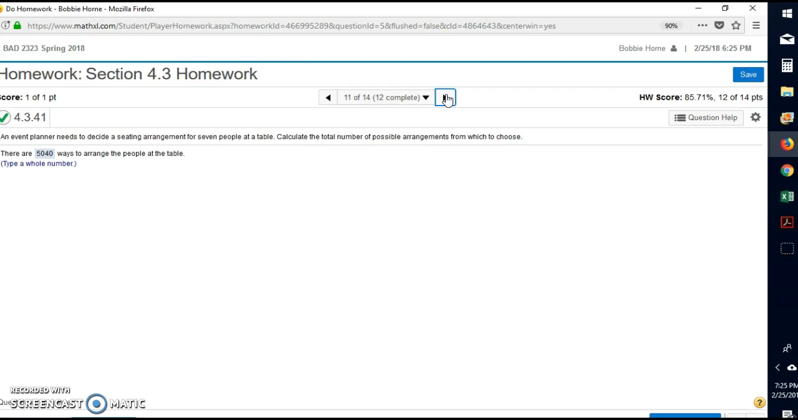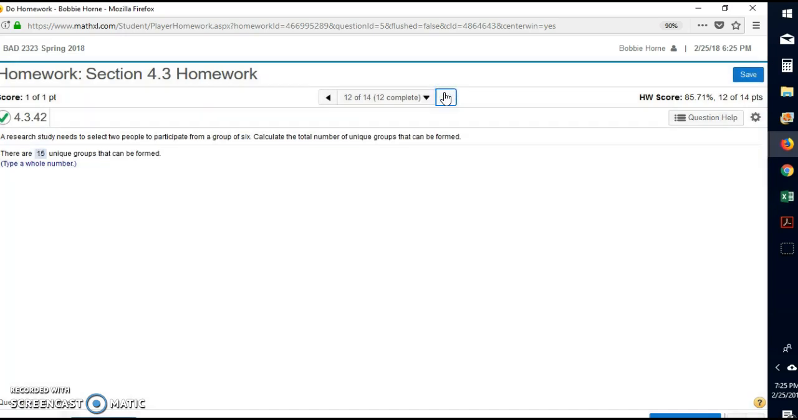So when the order matters, remember, I'm going to do a permutation, and this is basically just like the one we just did. You would do 7 factorial, 7 times 6 times 5 times 4 times 3 times 2 times 1, or just do 7 and then press the x factorial button on your iPhone, or use the factorial button on your calculator.